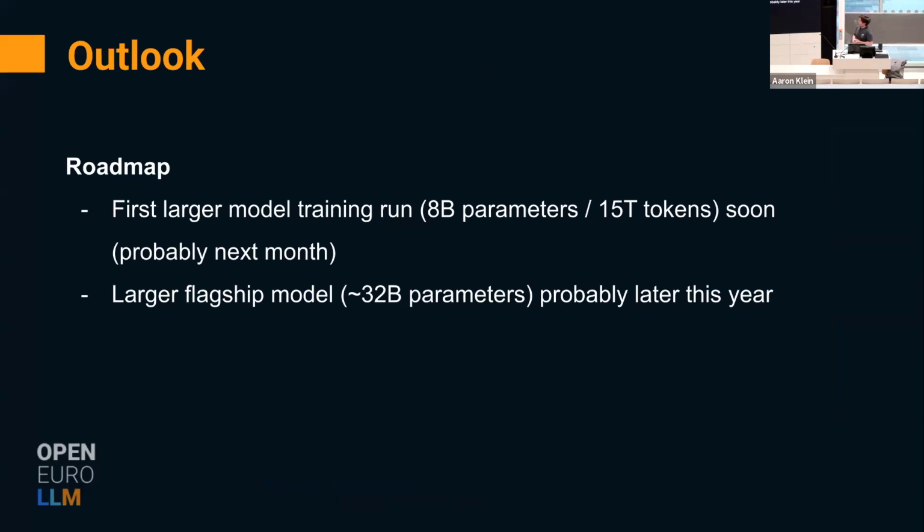Now for the first actual model release, we want to train a similar sized model, but from a larger token budget. That's probably going to start next month if everything goes well. Then, hopefully at the end of this year, we're going to start training the first flagship model, which will be something like a 32 billion parameter model.